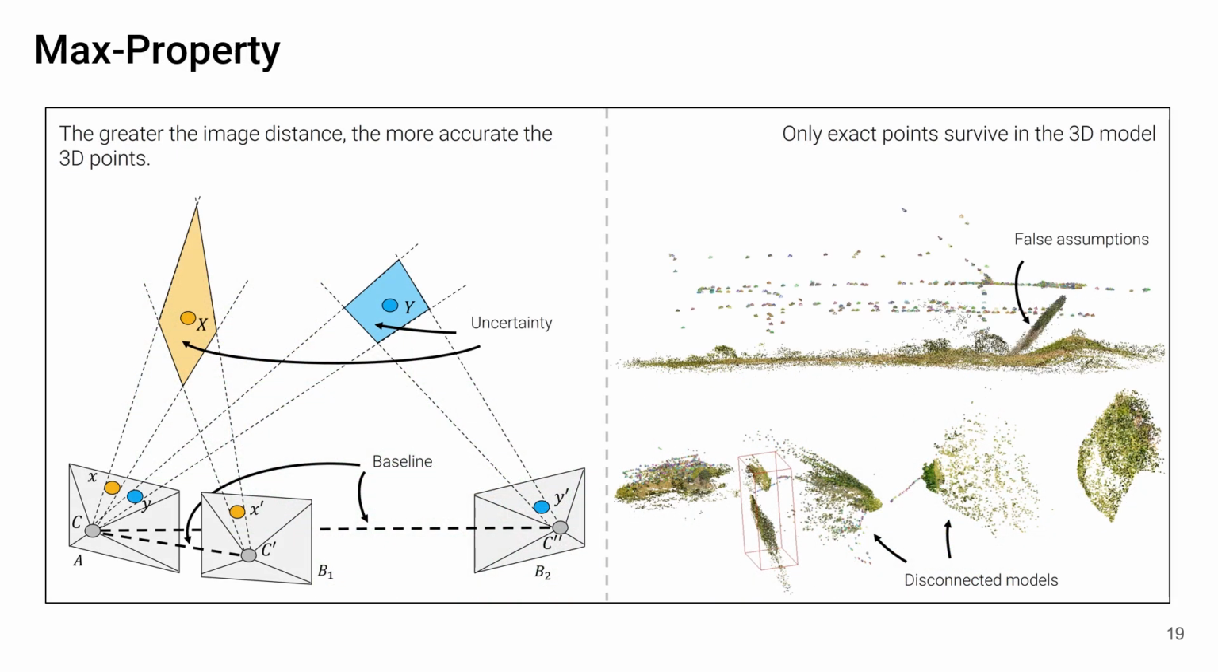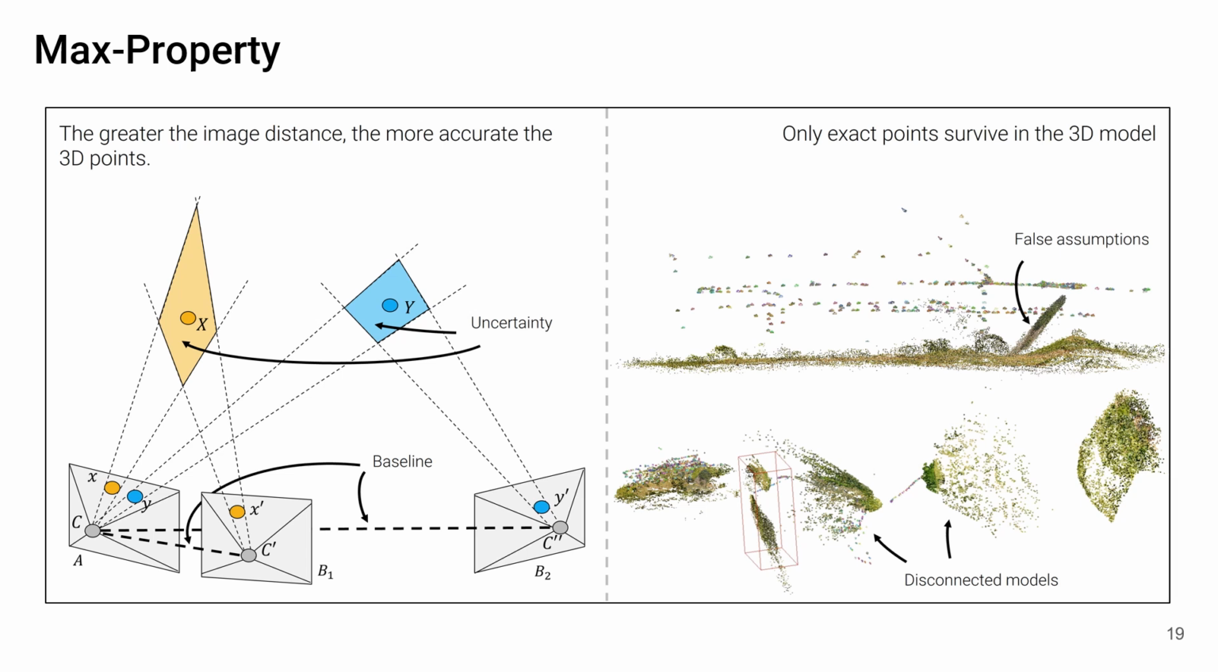Let's take a look at the max property and the image on the left side. When we consider the image pairs A and B1 and A and B2, we can see the different image distances between the camera centers. A and B1 are closer to each other than A and B2. The image shows us that a smaller baseline leads to a larger area of uncertainty for a point regarding its actual location. We can conclude that the larger the image distance, the more accurate the 3D points will be, and only accurate 3D points will survive in the model.